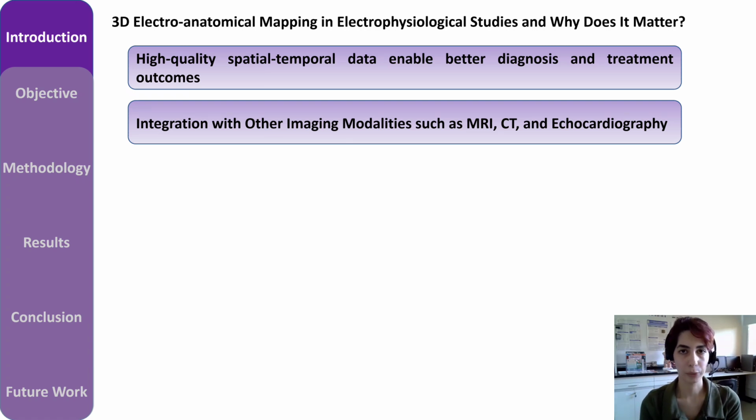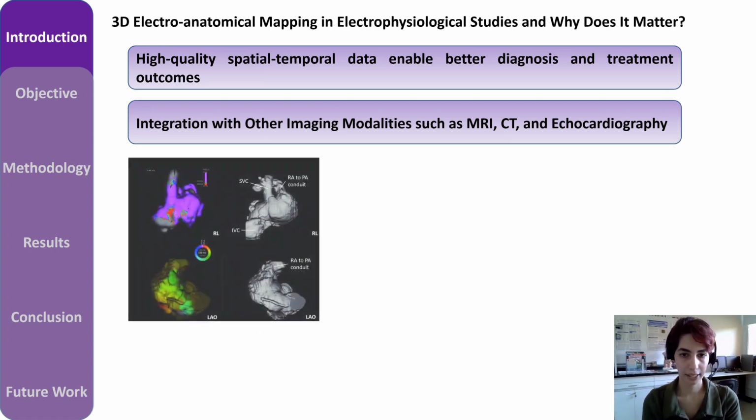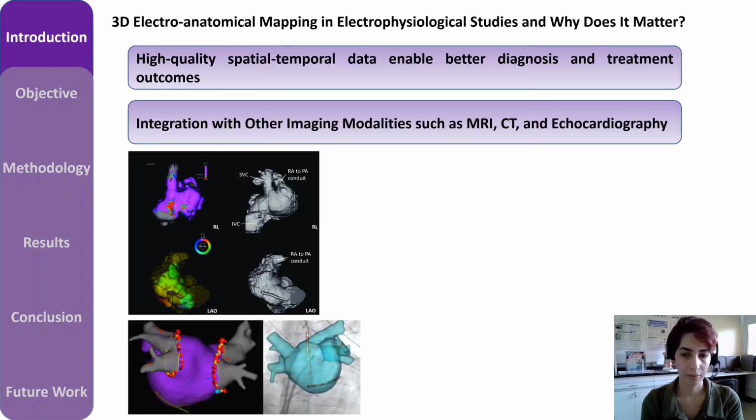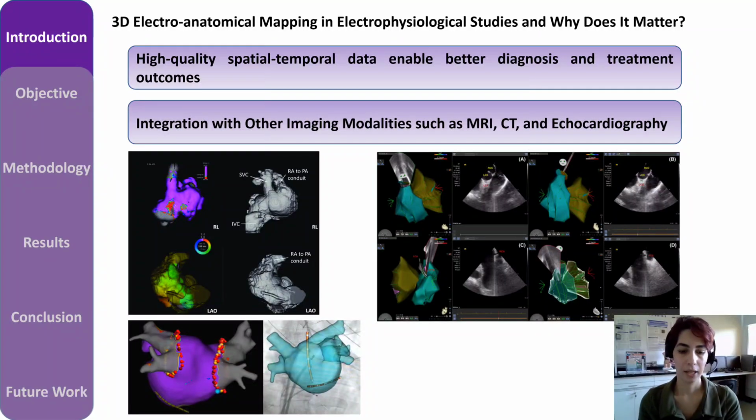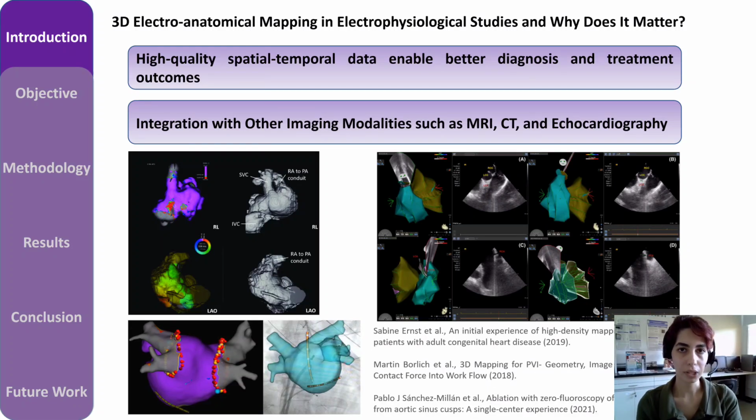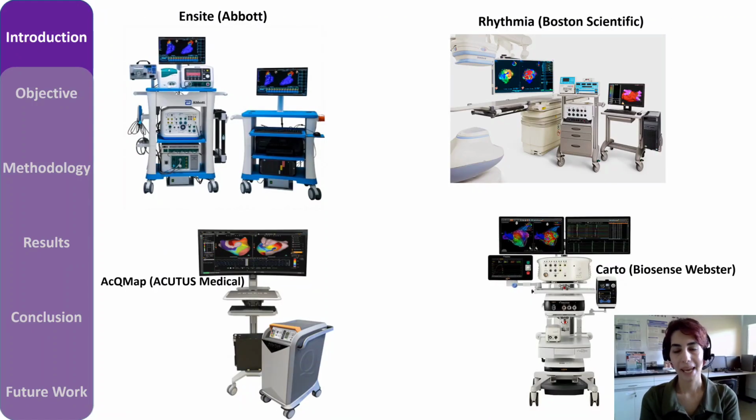And it is able to integrate with other imaging modalities as well, such as MRI, as we can see in this figure, CT scan in this figure, and echocardiography. With this kind of integration, we are able to create the anatomy of the chamber of interest more accurately, with more information and better outcomes. Mainly, there are four kinds of electroanatomical mapping systems from different brands that are commercially used at hospitals and clinics nowadays: Insight from Abbott, Rhythmia from Boston Scientific, CARTO from Biosense Webster, and AcQMap from Acutus Medical.